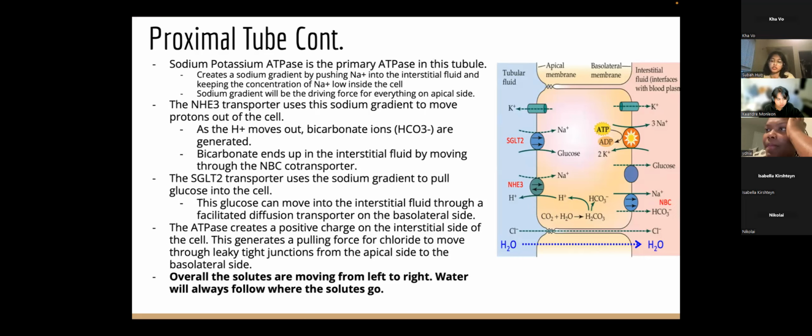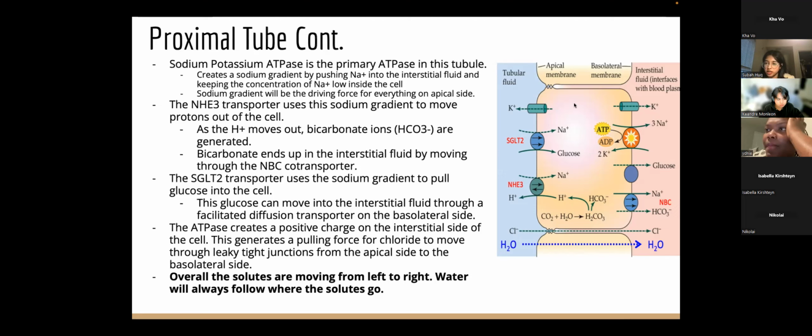So then the fluid is surrounded by the wall of the tube, which is made up of cells, which is represented here. And then outside of it is the interstitial fluid, which interacts with the blood plasma because the capillaries are really close.